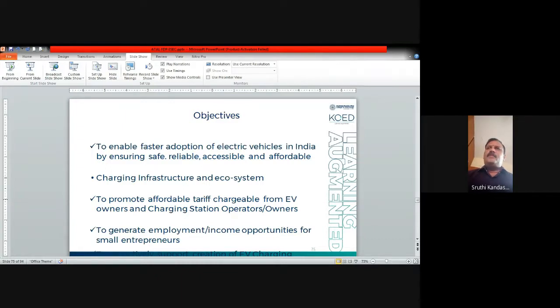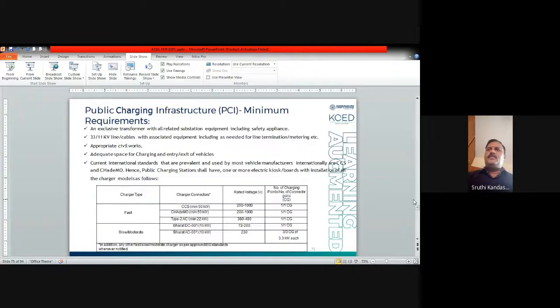Public charging infrastructure minimum requirements. These are the minimum requirements: an exclusive transformer with all rated substation equipment, including safety appliances; a 33 kV or 11 kV line, either overhead or underground cable, with associated equipment, including line termination, metering and protective devices; appropriate civil work; and adequate spacing for charging and the entry and exit of vehicles.